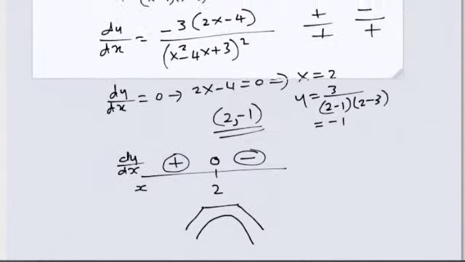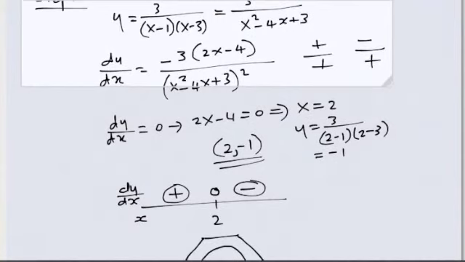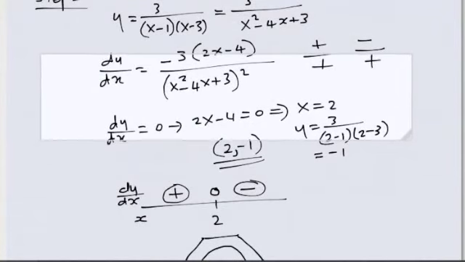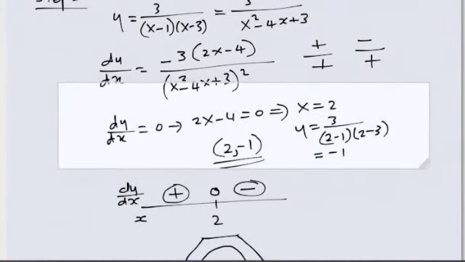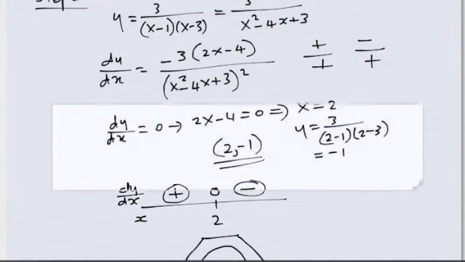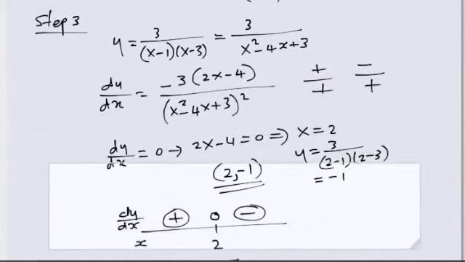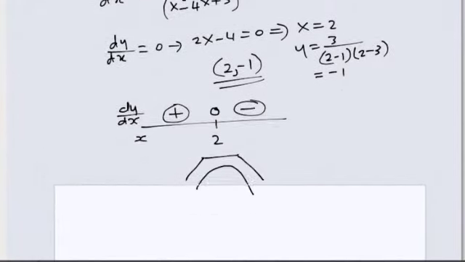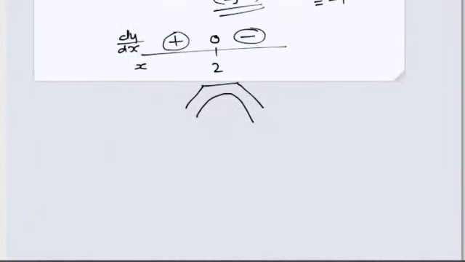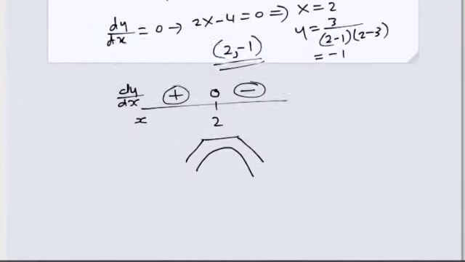Now you can check for points of inflection by checking the second derivative of y, which is left as an exercise for you to do. And if we do that, we will find that there are no points of inflection, no values of x that make the second derivative equal to 0.